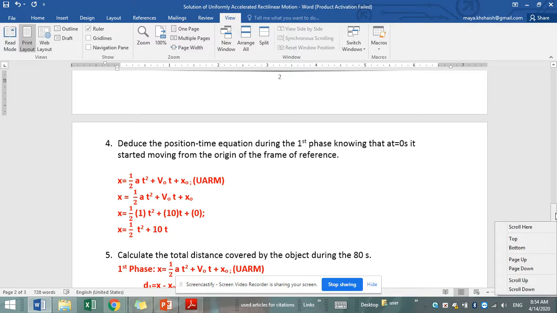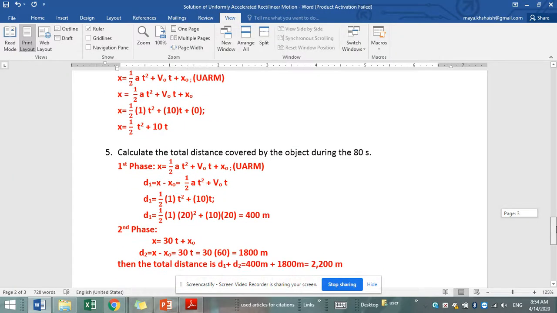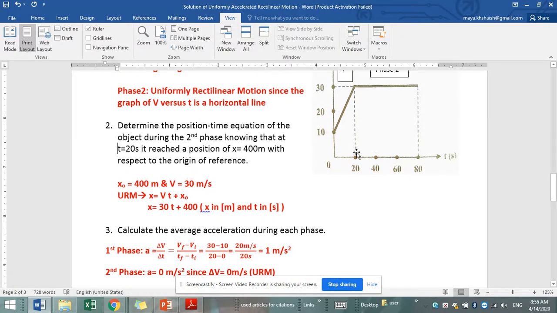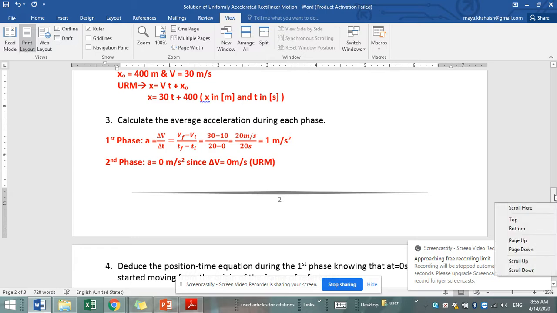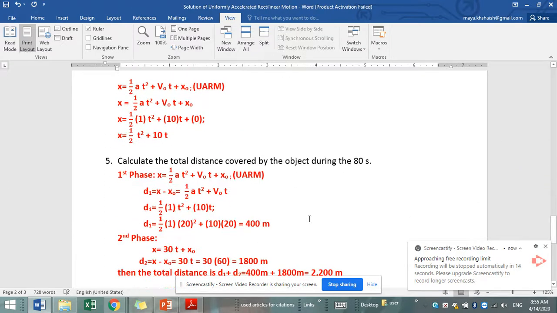Now calculate the total distance covered by the object during the 80 seconds. During the 80 seconds, meaning during the two phases, phase 1 plus phase 2. Of course, we cannot just simply divide the speed by the time in this case. We have to divide our work, in which we calculate the distance covered by the car in the first phase and that by the car in the second phase. Using the time equations in the first phase, x equal half at squared plus v0t plus x0. We are concerned with the distance between the final instant of the phase and the initial instant.